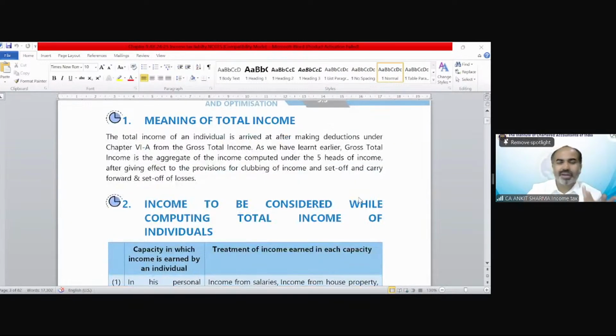So meaning of total income, no need to discuss all these things because we already know what the meaning of total income is. If after subtracting the deductions under Chapter 6A from our GTI, the result we get is called our total income, and tax needs to be charged on total income. So you can call it total income, taxable income, income chargeable to tax, etc.